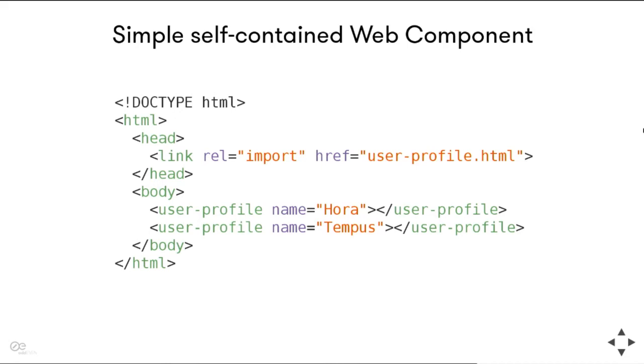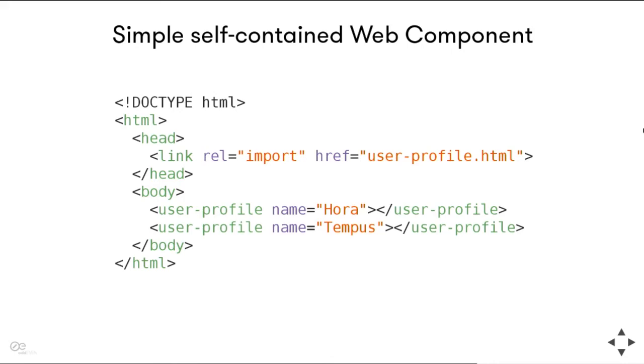So that's a simple example of a web component. Here we are using HTML imports of a profile component, a user profile component, and then below we instantiate the component by using these custom elements. So we have a user profile custom element. And what you see here, the attribute name, what we are doing is we just pass in an input to the component, right? So we pass a name input to the user profile component.